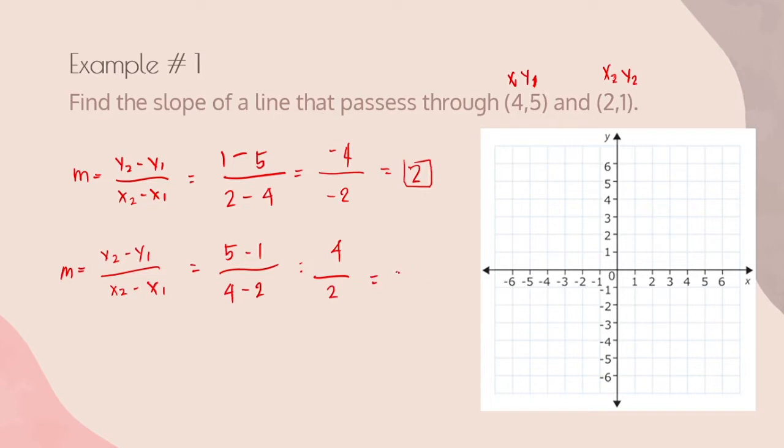4 over 2, that is still equal to 2. So clearly, it does not matter which point is called x sub 1 and y sub 1, and which is called x sub 2 and y sub 2. So let's try to graph this one.